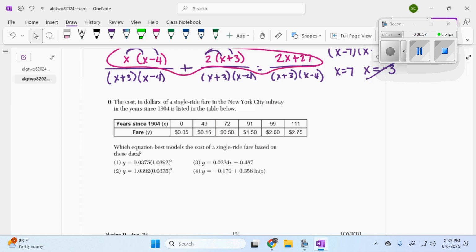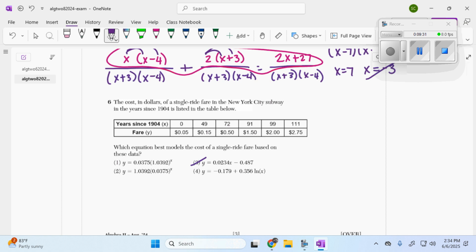Number 6 tells us that we have these costs happening here. We have years since 1904. We have different fares on a New York City subway. And it says which equation best models this as a single ride fare based on the data. So you notice 2 of your choices are exponential, 1 choice is linear, 1 choice is logarithmic. Well, as you can look at the values here, the y values are increasing fairly rapidly. They're not increasing at a consistent pace, so it's definitely not going to be a linear function.